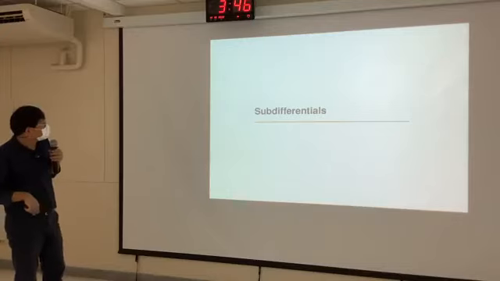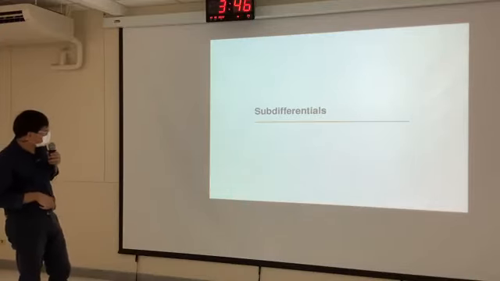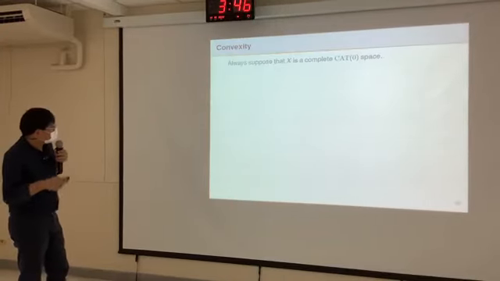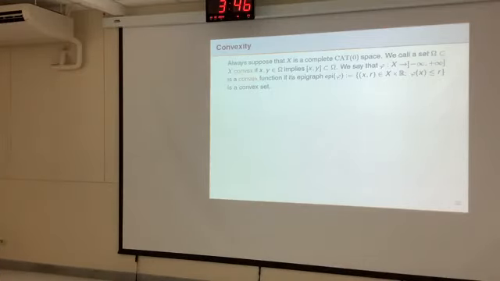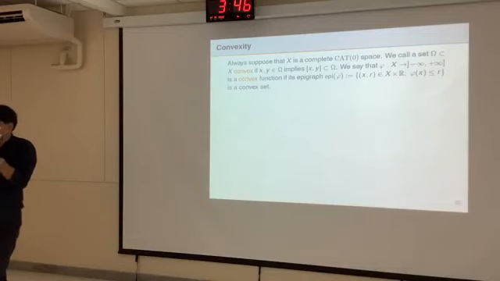Now we go to the subdifferential. We still have some time, I think. Okay, so now I assume that X is a CAT(0) space. What happens? We can define the convexity using the geodesics that we have. So a set is convex if it contains all the geodesics joining two of its elements. And the function is convex if the epigraph given by this is a convex set.